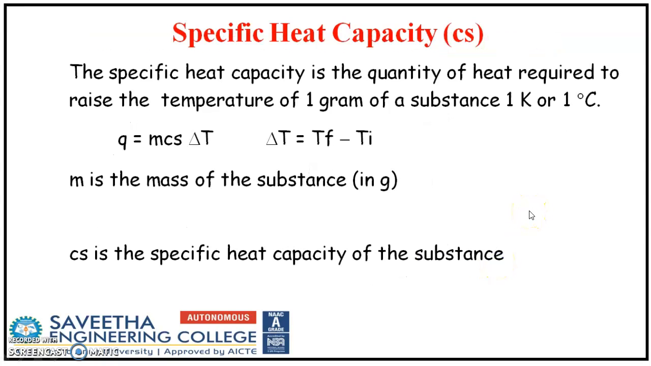The next term is specific heat capacity. Here they are specifically mentioning that the specific heat capacity is the quantity of heat required to raise the temperature of 1 gram of the substance by 1 Kelvin or 1 degree Celsius. Here they have taken 1 gram of the substance. So the formula becomes Q is equal to m Cs into delta T, where m is the mass of the substance in grams, and Cs is the specific heat capacity, and delta T is equal to Tf minus Ti. We know Tf is the final temperature of the object and Ti is the initial temperature.